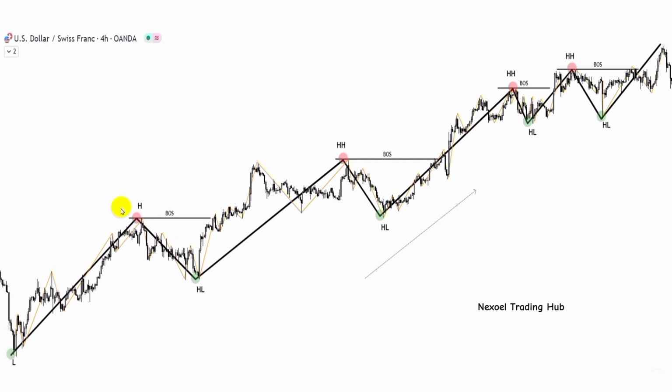We have the low, the high, the higher low, the higher high, the higher low, the higher high, the higher low, the higher high, the higher low. So this is the daily structure. We're having a bullish market condition.